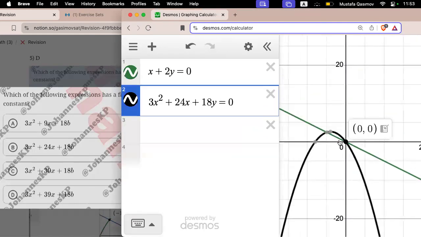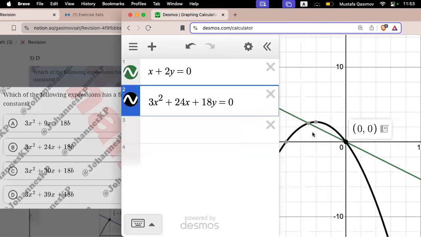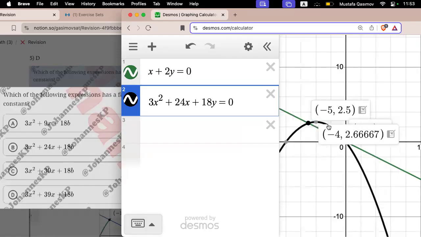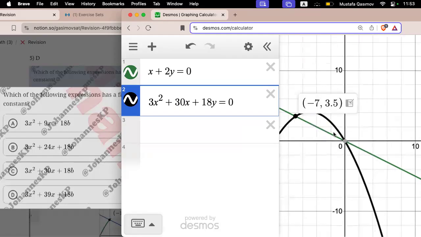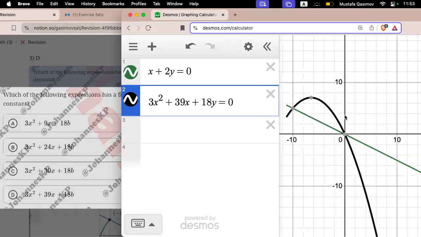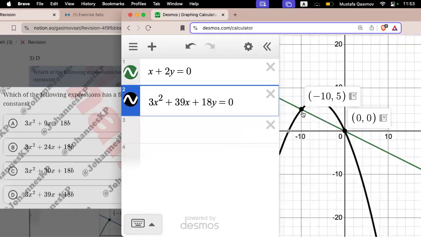Then look at this intersection point. (0, 2.5). (0, 2.5). 0 is not positive. 2.5 is not an integer, so it is not correct. Okay. Let's write 30 instead of 24. (0.5, 0). 0.5 is not an integer, so let's remove it. 39. 5. 5 is the answer. So it is D. Yeah.